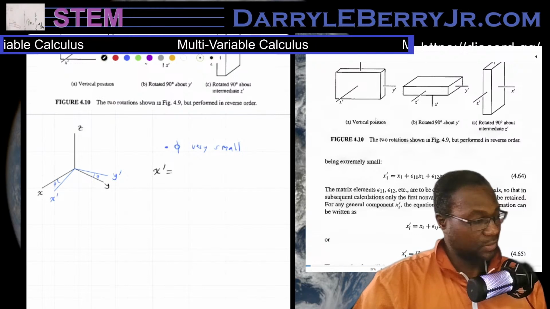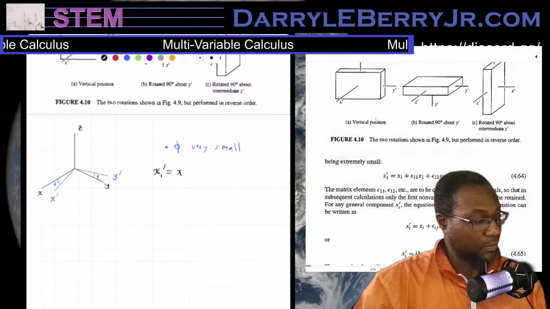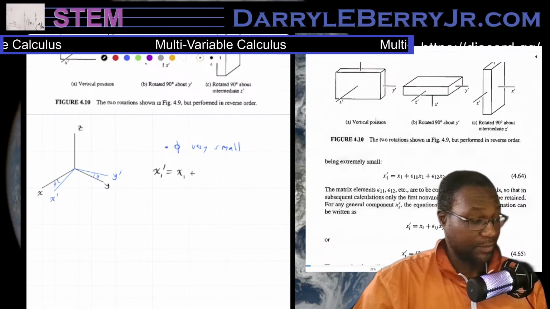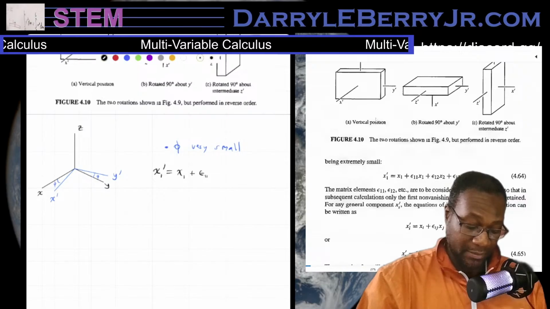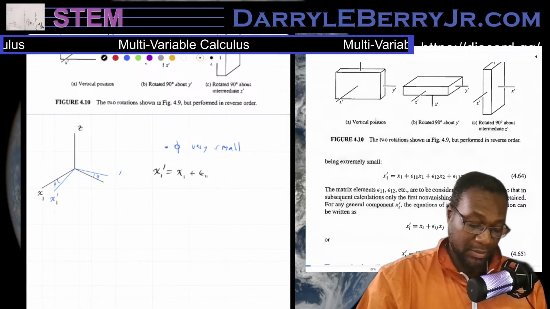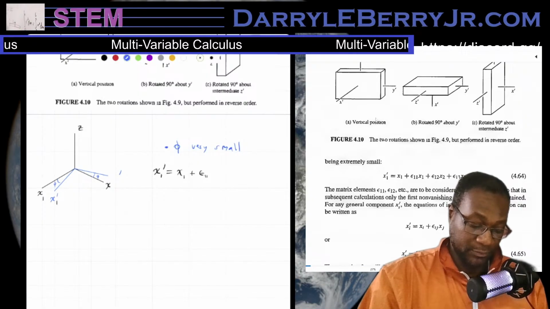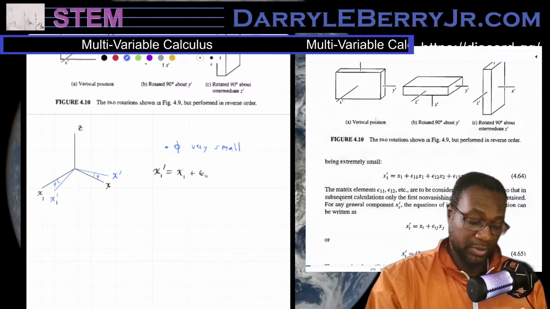We have x1 prime equals x1 plus a little bitty change. Now, keep in mind, oh, I forgot, they're calling it x1 and x2 instead of y. So I've got to get in that habit. I used to hate that back in my earlier undergraduate days, but it's not so bad in the end. Just get used to it.